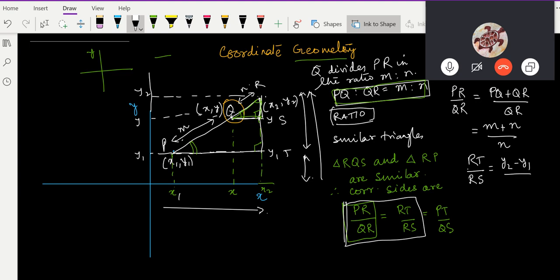It is y2 minus y1. No, minus y. See, when I say y, this whole thing is y, right? So I will subtract y from the whole distance, right? So that means y2 minus y.